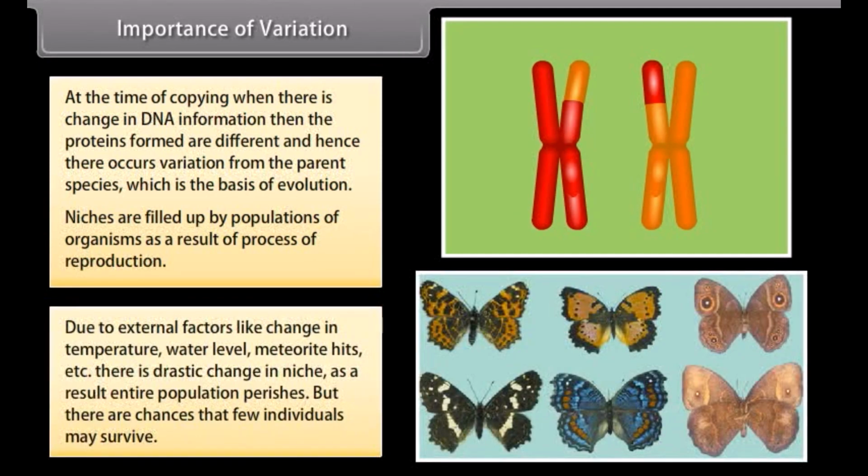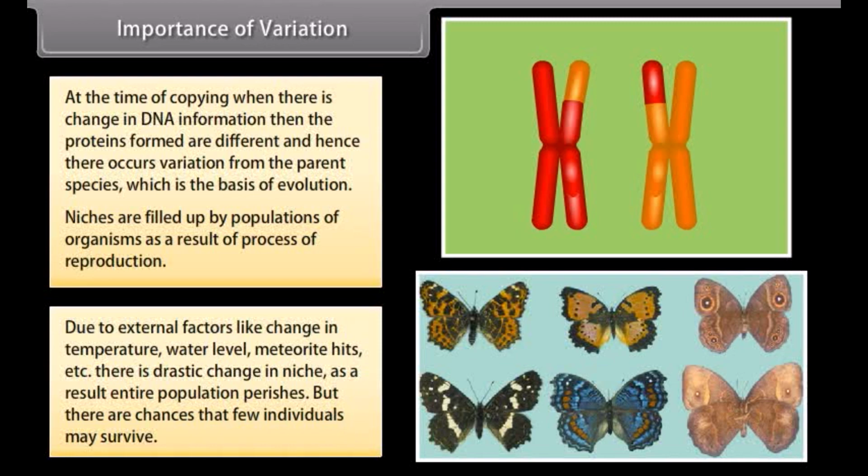Due to external factors like change in temperature, water level, meteorite hits, etc., there is drastic change in niche. As a result, entire population perishes. But there are chances that few individuals may survive.